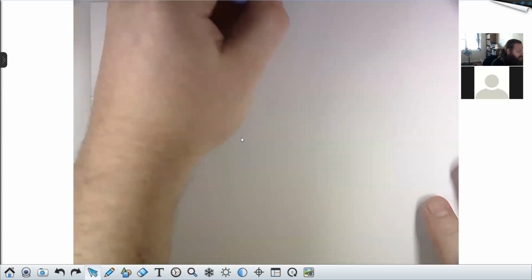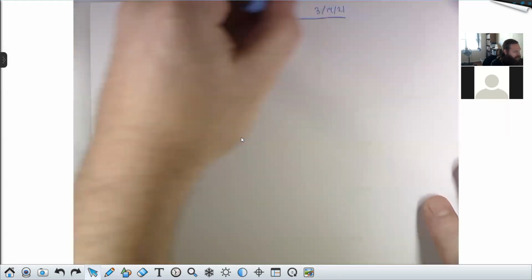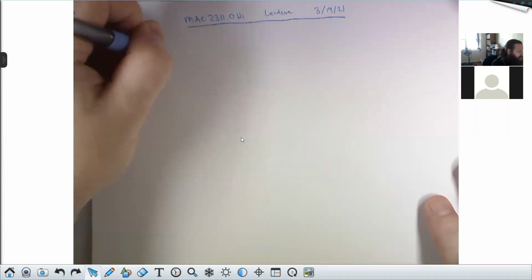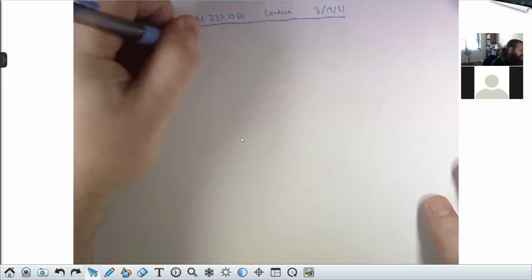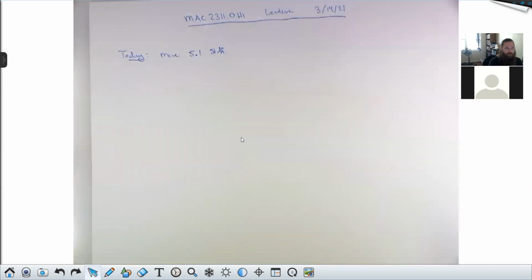This is MAC2311.0H1. It's a lecture, and today is the 19th of March. Today we're going to do more 5.1 stuff. We're going to look more deeply at that sigma notation, and we're going to talk about distances, how you can connect areas under curves to distances traveled by an object or a particle. It's very cool. Last time, though, we didn't get to talk a whole lot about sigma summation notation, so I want to start with that.